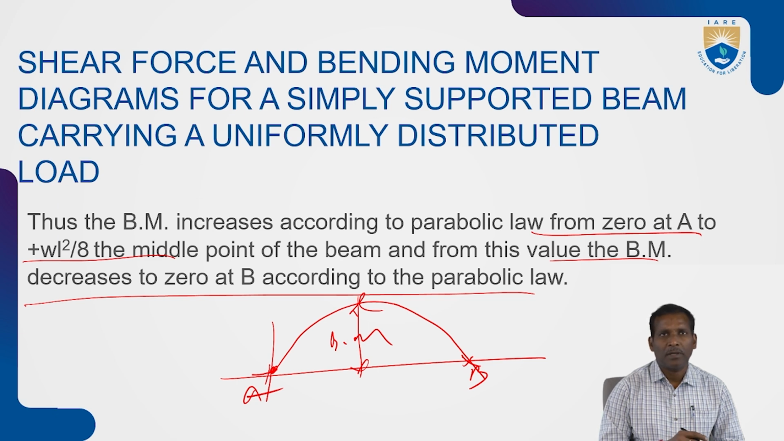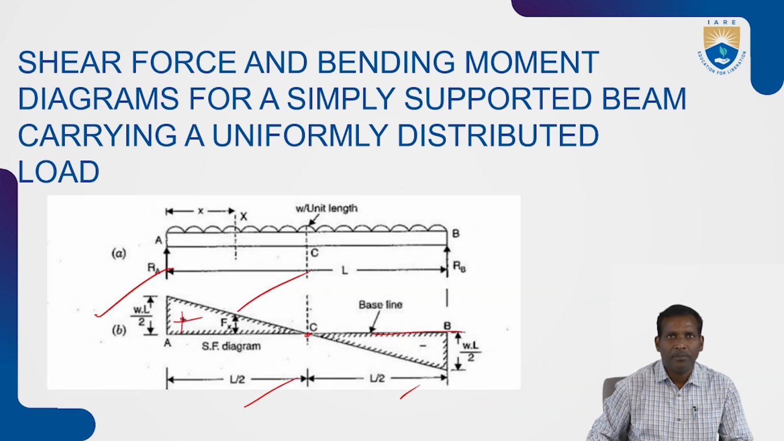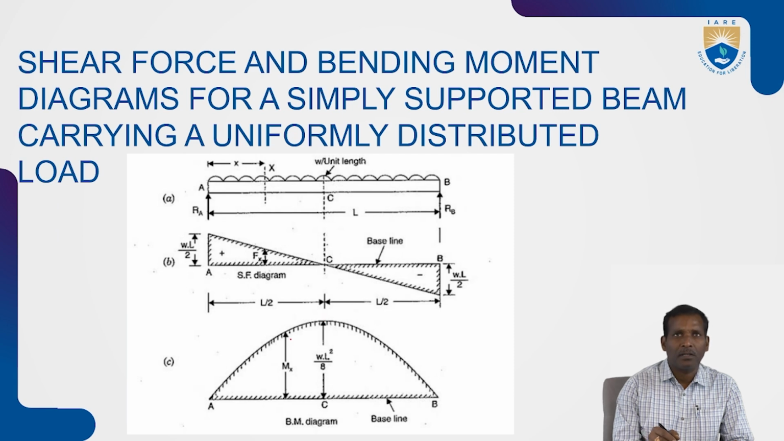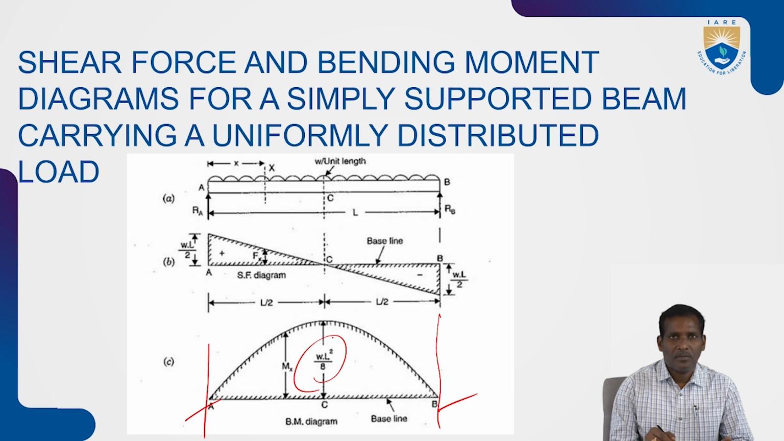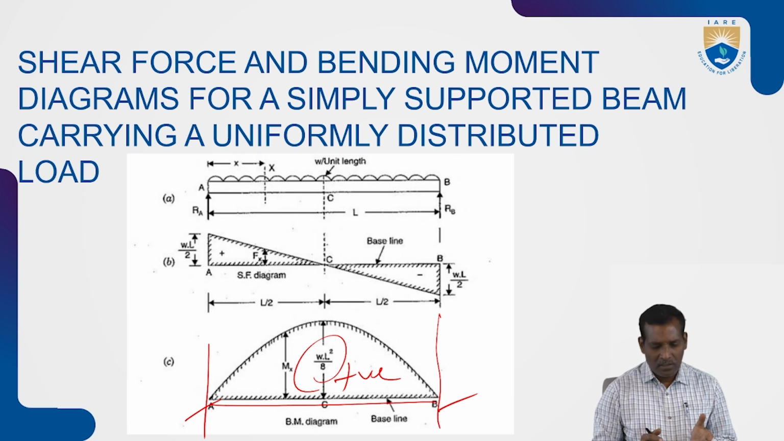So according to calculated values, now draw the bending moment diagram. So here bending moment at C point calculated, and A is 0 and B is 0. Now draw the bending moment diagram as shown in figure. Shear force is already over, so below the shear force, draw the bending moment diagram. So A and B supported reactions, and WL square by 8 is the maximum bending moment that occurs at middle C point. So this is a positive bending moment above the baseline. See here the shear force and bending moment diagram shown for a simply supported beam carrying uniformly distributed load.